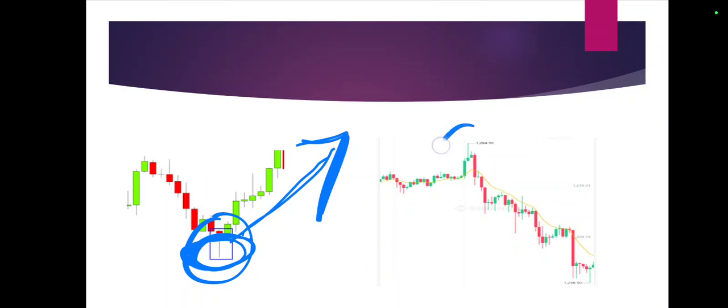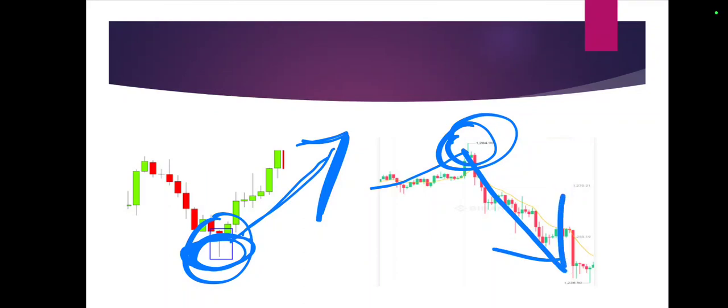While here you see a hammer, a green hammer candle, prices have been going up. When this appeared, prices begin to fall from that position.